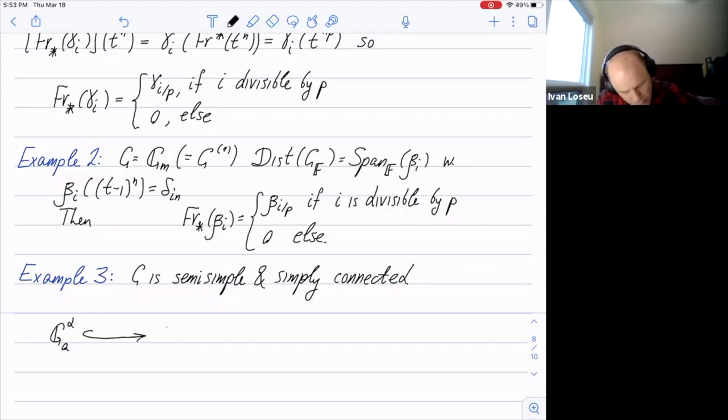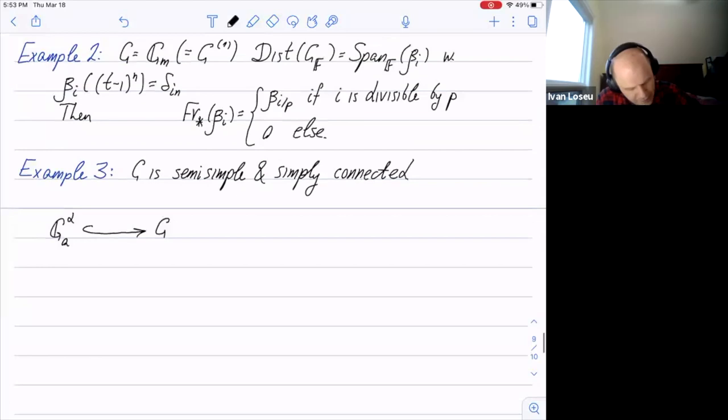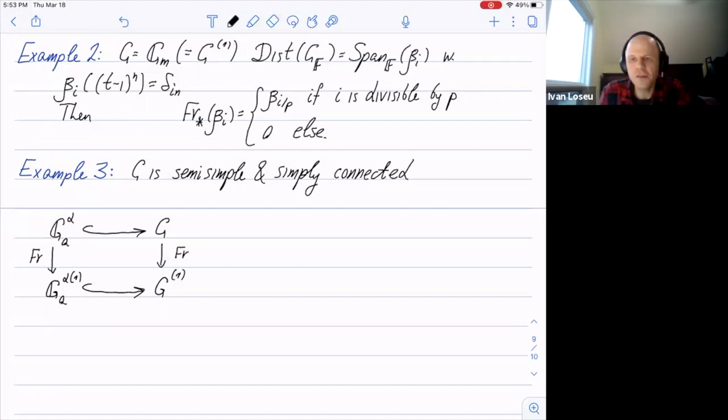G_a alpha includes into G. Then I have the corresponding Frobenius homomorphisms. So this diagram here commutes. And to this, you just write the corresponding diagram on the level of algebras, and you use that Frobenius is just taking this power. So it generally commutes with every homomorphism of algebras. So I can pass to distributions and get the following commutative diagram.